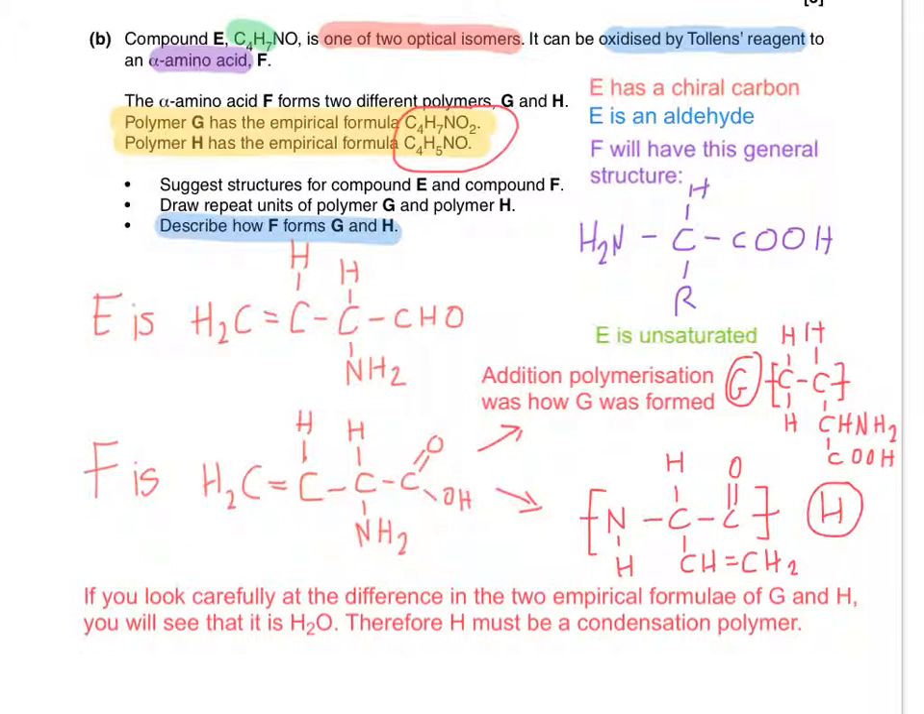So we've drawn the repeat units, we've suggested the structures, and we've covered all the points we want us to cover. So let's go into the next part of the question.